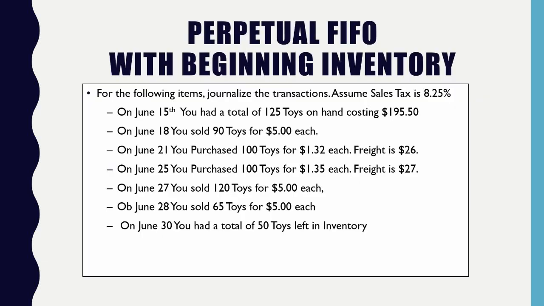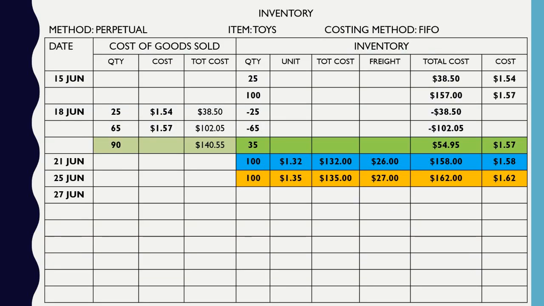And now on June 27th, we sold another 120 toys. So let's look here. Do we have enough for 120? In this case, we do not. We need to take 35 from our first batch, and then we're going to take whatever 120 minus 35 is, which I think is 85, and take that away from our blue batch.